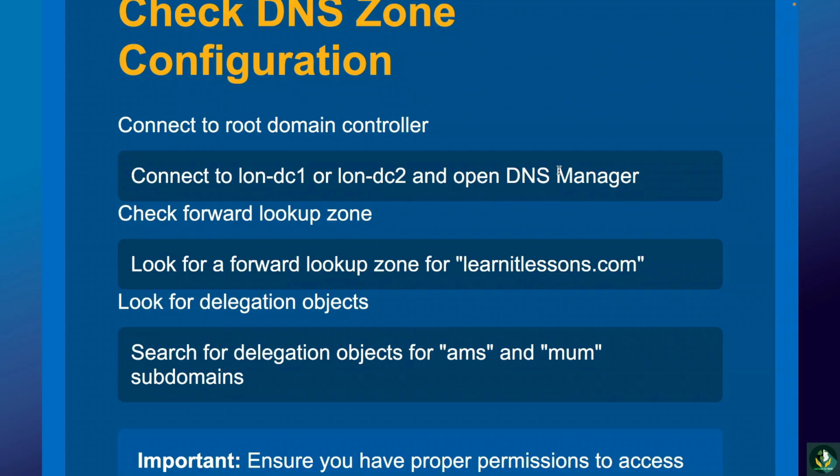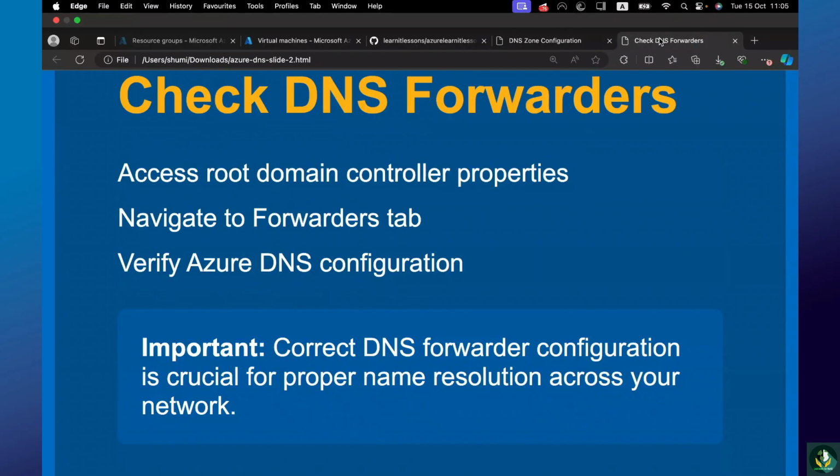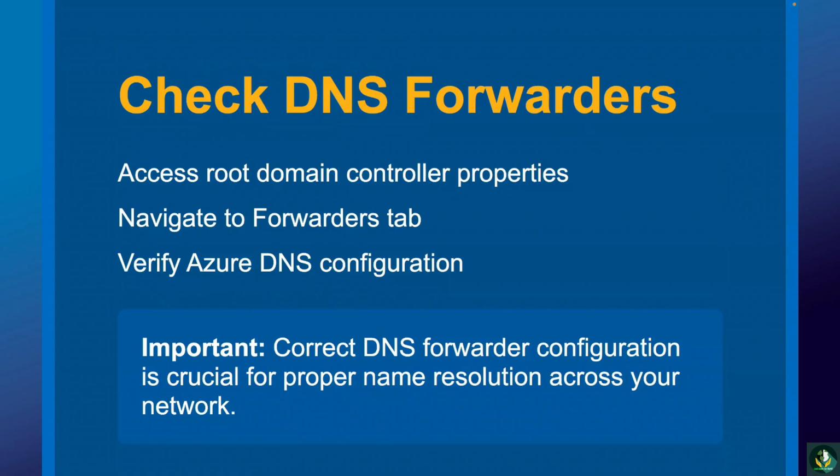So next we'll examine the DNS forwarder settings on the root domain controller. We'll assess the server properties and navigate to the Forwarders tab. It's crucial to confirm that the forwarder is correctly pointing to Azure DNS, which is typically the 168.63.129.16 IP address. Then, to assess basic DNS resolution functionality, we'll utilize PowerShell on the root domain controller.